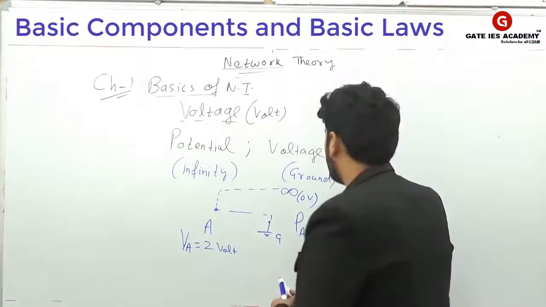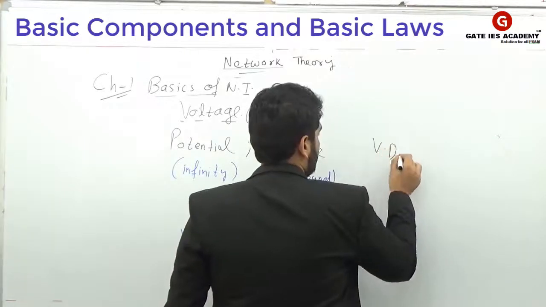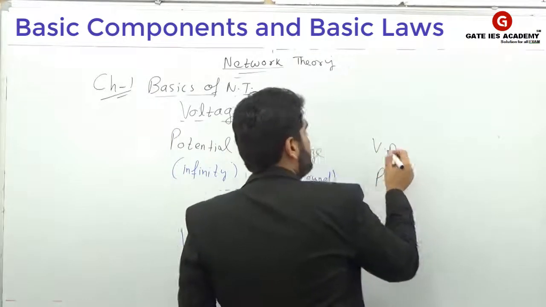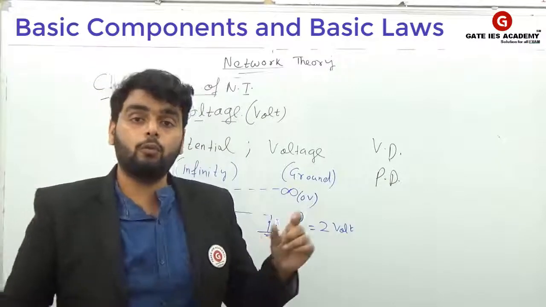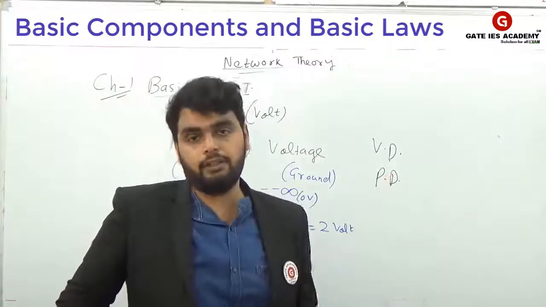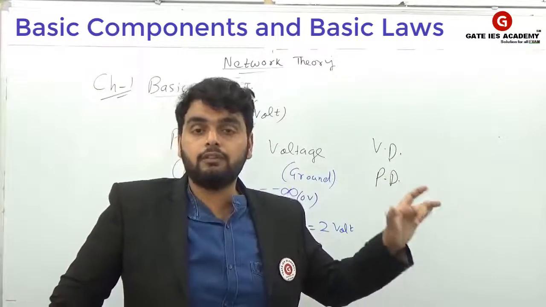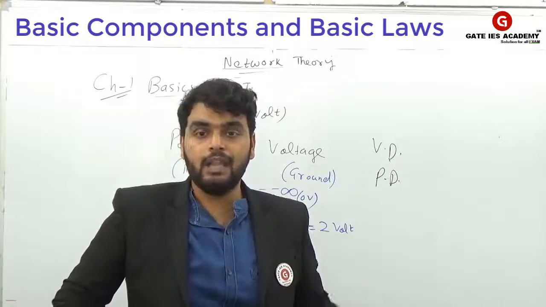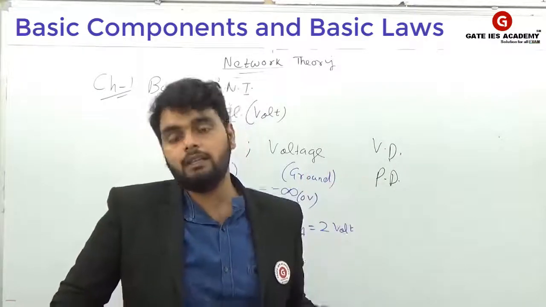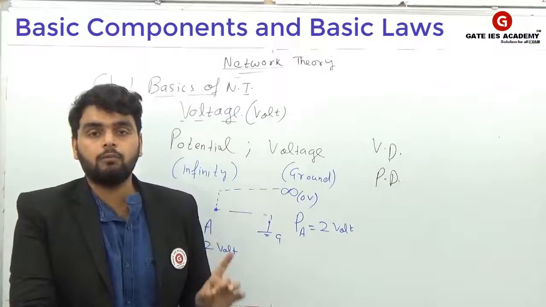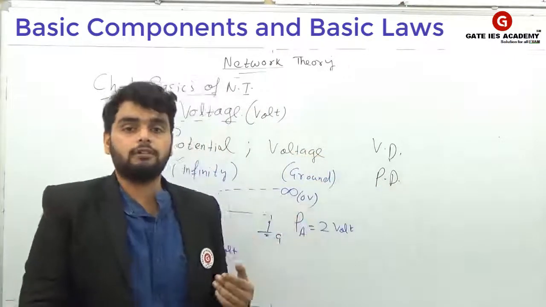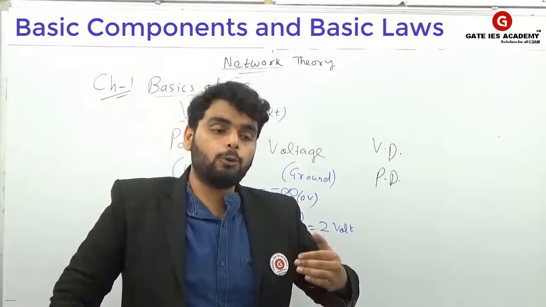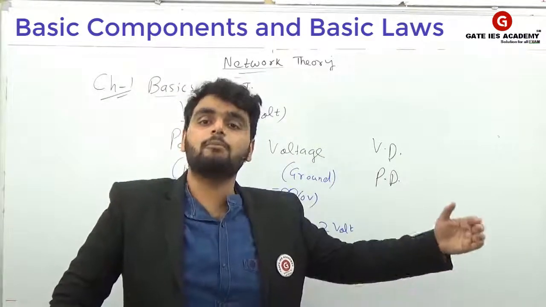Now the next two terms are voltage difference and potential difference. From the name you can guess, voltage difference is the difference of voltages having the same reference. Only the difference of voltages whose reference is the same is possible. If the references are not the same, then we cannot find out the voltage difference. Similarly, potential difference is the difference of potential of 2 points having the same reference.